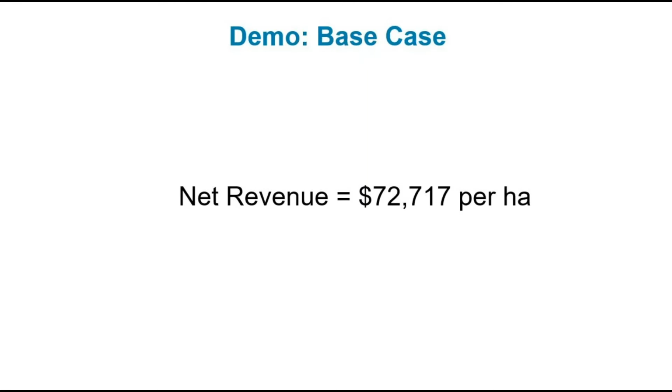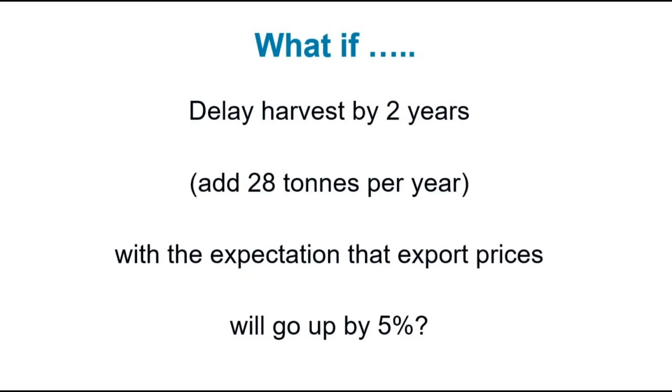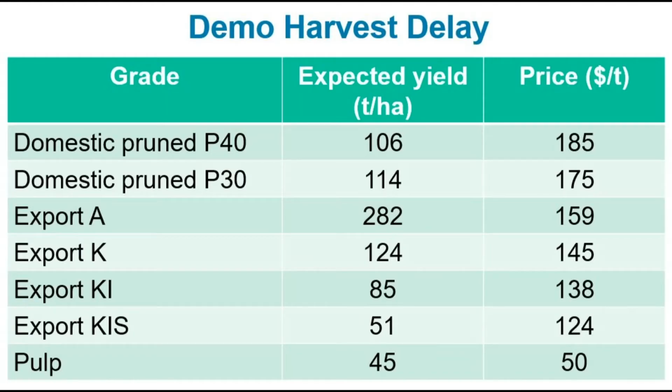Now let me quickly show you how Watts can be used to answer what-if questions. The expected net revenue from the demo woodlot was $72,717 per hectare. What if the harvest was delayed by 2 years with the expectation that export log prices will go up by 5%? The trees would continue to grow at a rate of about 28 tonnes per hectare per year. Our log grade yields would go up, and so would the prices for the export log grades, but not the domestic log grades.